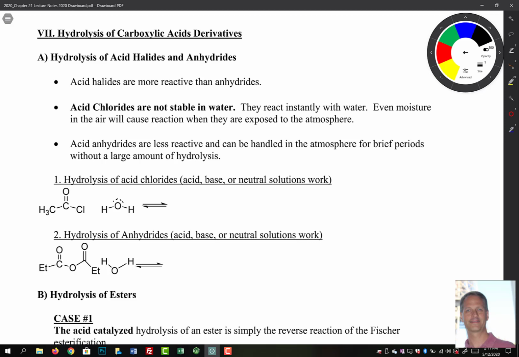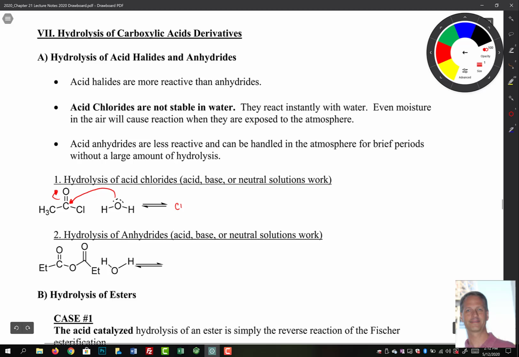It turns out that acid halides are more reactive than anhydrides. We saw that, right? Acid chlorides, they're not stable in water. In fact, when we work with them, you have to be very careful that you don't have water present on your glassware. Even moisture in the air can cause a reaction to occur when they're exposed to just the atmosphere. So if we look down below at the reaction of water with an acid chloride, water will come around and attack that carbon just like an alcohol would, right? If that was an ROH, this is the same first step as that, right?